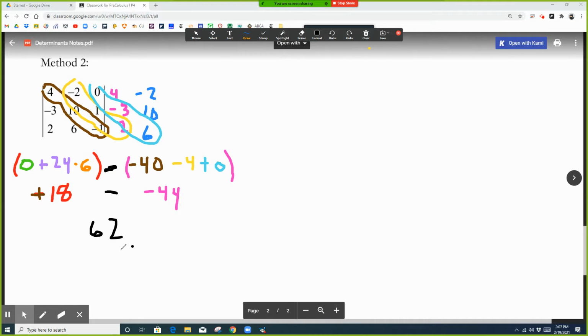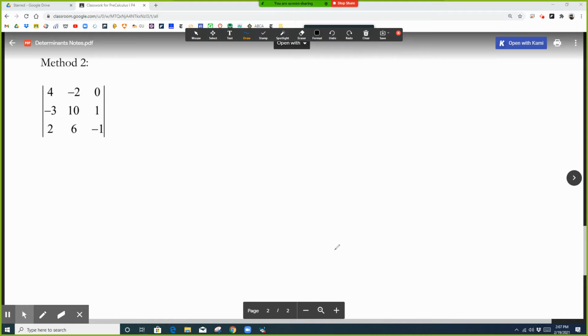So that's another way of doing it. So take the first two columns, write them to the right of the matrix, then multiply the three diagonal, like they each have three numbers in them. So multiply diagonally 3 times in one direction, 3 times in the other direction, and then subtract the two numbers. So that's another way of doing it.